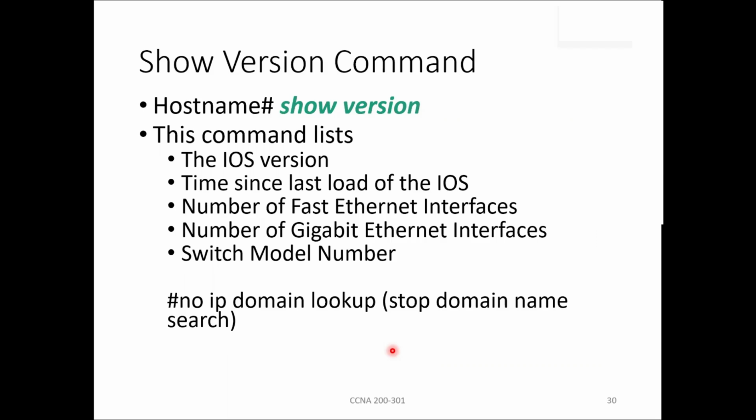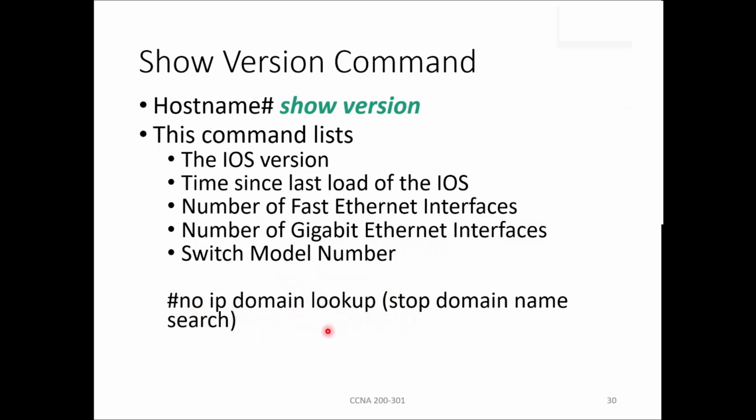Another important command we have is called show version. With the show version command, from the switch or routers, we can actually get a lot of important information. This command lists the IOS version, time since the last load of the IOS, number of Fast Ethernet interfaces, number of Gigabit Ethernet interfaces, and switch model number. So in order to get the switch info, we can use this one. We can also apply no ip domain-lookup. This is one of the commands we can apply.